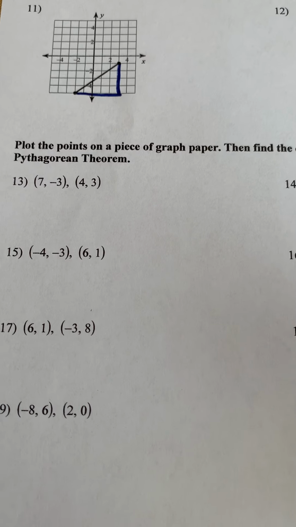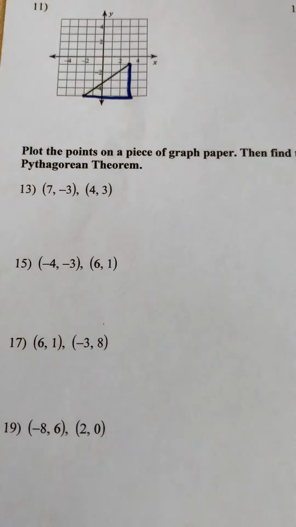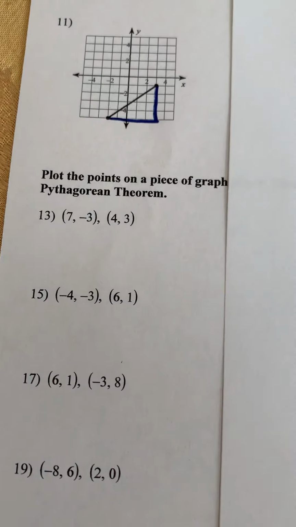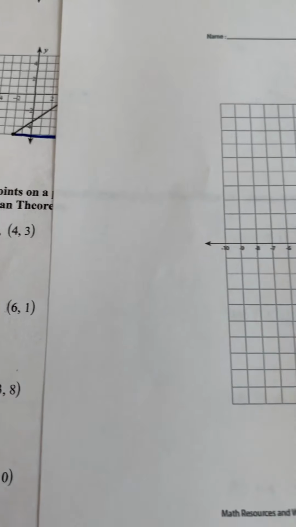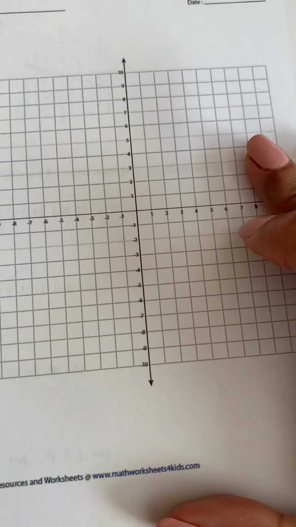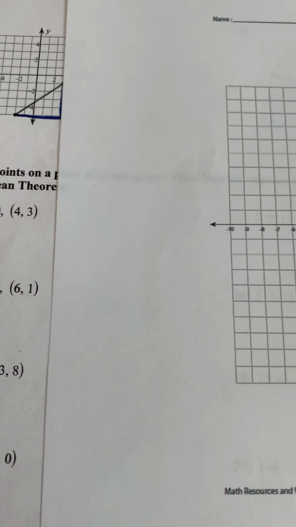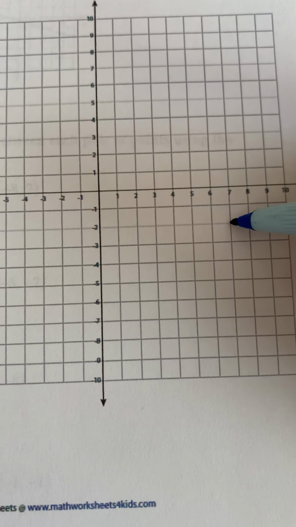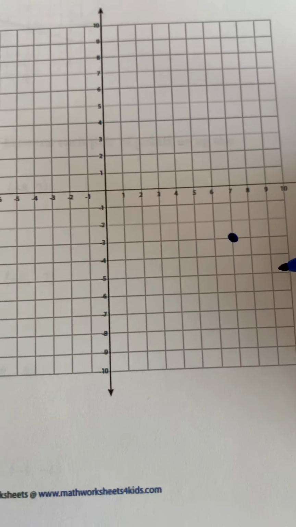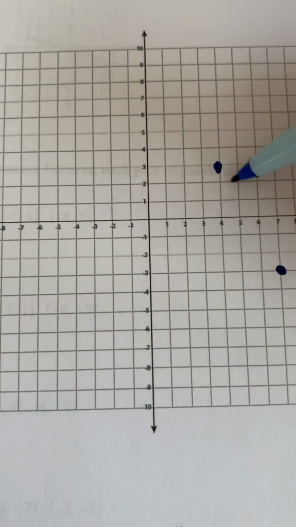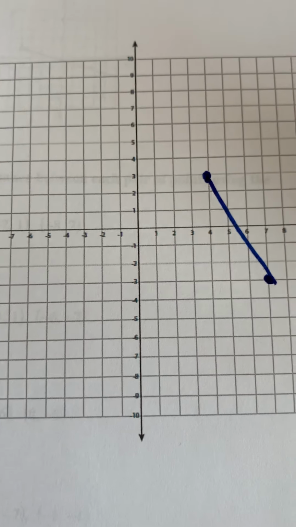Now down here on these ones, you're doing the same thing, but the graphs aren't drawn for you. So on your Notability page, you're going to have to change your background to graph paper, and on the graph paper, you're going to have to plot your points. So on problem number 13, I have the ordered pair 7, -3. So I'm going to go to +7, and I'm going to go down 3 lines, and I'm going to put a dot. And then I have +4, +3, and I'm going to put a dot. Draw a line between these 2 points.